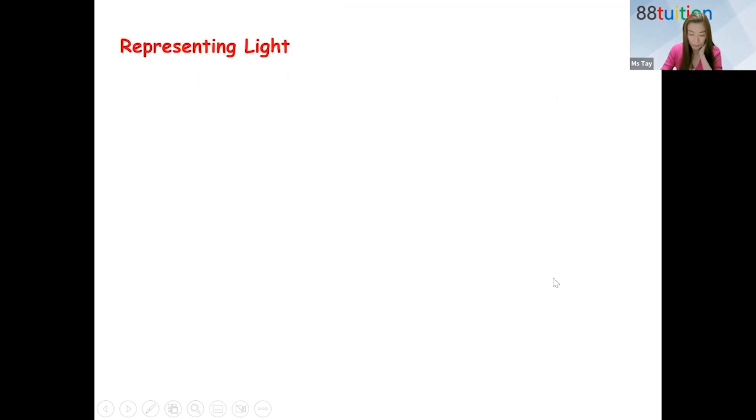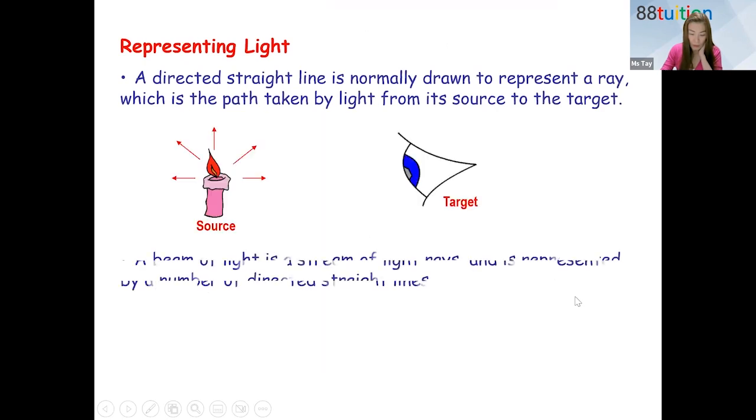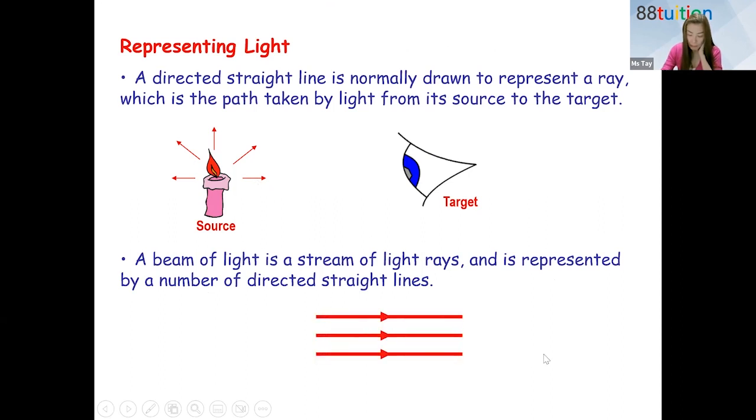Now, how do we represent light? Usually, we represent a light ray with a straight line. So this is how we represent it, and there is always an arrow. Now, a beam of light will look like this. Many light rays make up a beam of light, and they usually move in straight lines.